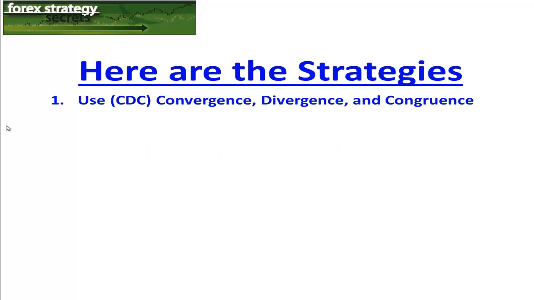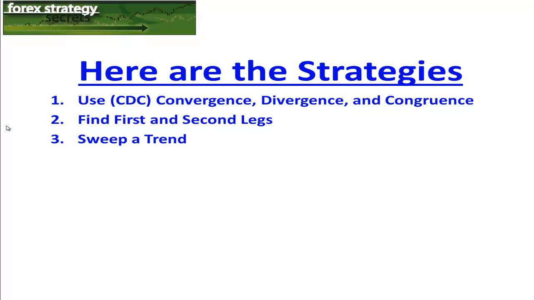So what is nth degree plus? Well, it is 8 strategies, and here are some of the strategies that we've come up with. CDC, convergence, divergence, and congruence. First and second legs. Sweeping the trend. We talked about the impulsive and corrective moves. Well, how do you stay in a trade and go from when it starts until it ends and make a lot of pips and maybe even add additional positions?